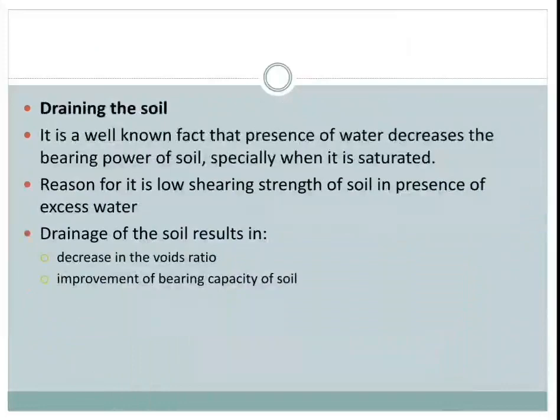Then draining the soil. It is a well known fact that the presence of water decreases the bearing capacity of soil, especially when it is saturated. The reason is the low shearing strength of soil in presence of excess water. The subsoil water is collected and drained out by laying the drains in trenches at the foundation base, which may decrease the void ratio and improve the bearing capacity of soil.